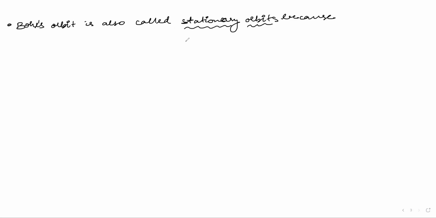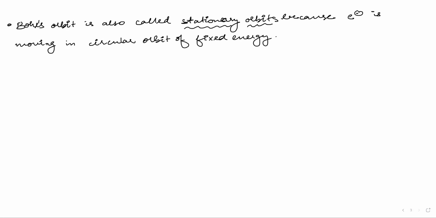We have written the second point, energy is fixed, correct? So this is known as a stationary orbit because electron is moving in circular orbit of fixed energy.